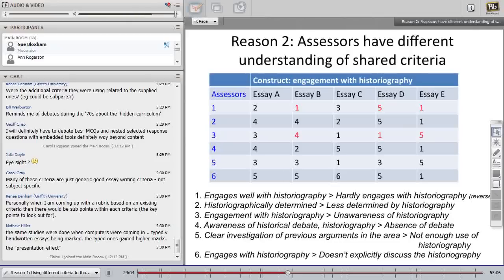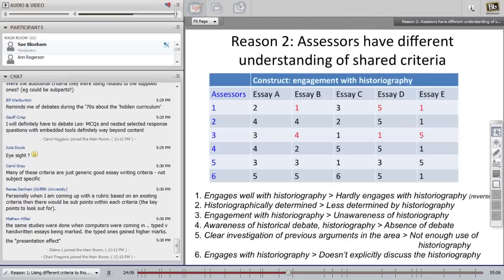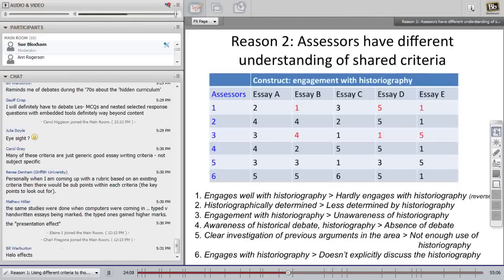Now, you could argue that if you look at the full construct used by the examiners, there is something slightly different, particularly on the right-hand side. Examiner 2 down the bottom says historiography determined equals less determined at one end, less determined by historiography on the right-hand side, and other ones are slightly different. Which may explain why they've given different gradings to the students.